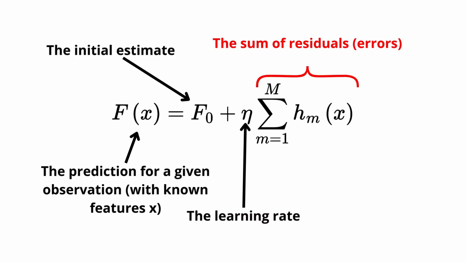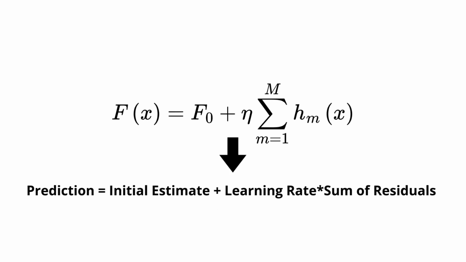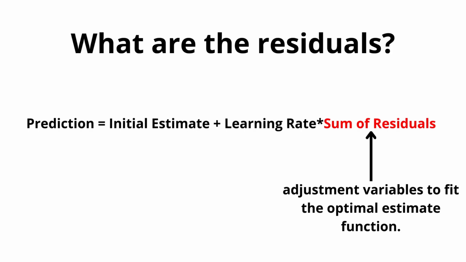Next to eta, we have a sum. The sum of residuals noted h sub m of a specific observation x. Now, we can easily write the mathematical formula into words. But what are the residuals? The residuals work as adjustment variables. Their role is to fit the optimal estimate function. They will be determined iteratively by decision trees.